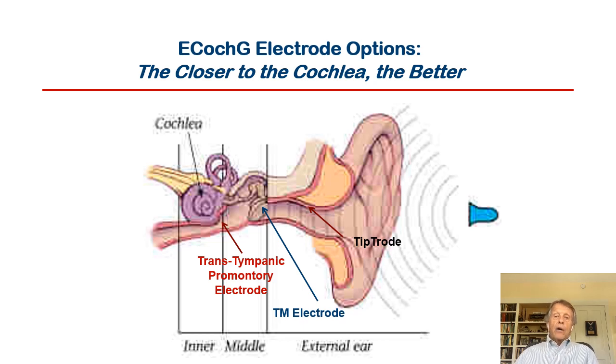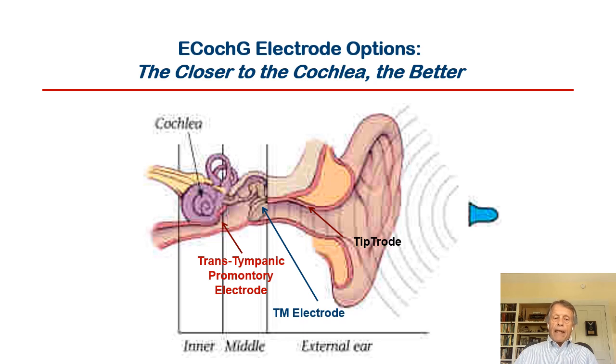Technically, a real ECOG is recorded only when the electrode is right within the electrical field produced by the auditory nerves in the cochlea. So by far the best approach for recording ECOG is to place a needle through the eardrum and with the tip of the needle on the promontory, because now you're within a millimeter of these structures.